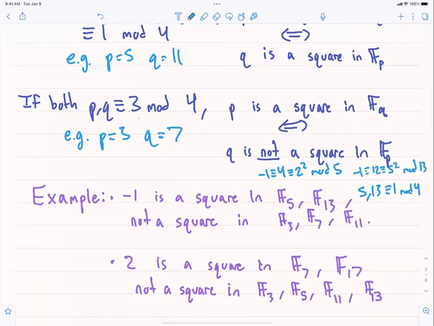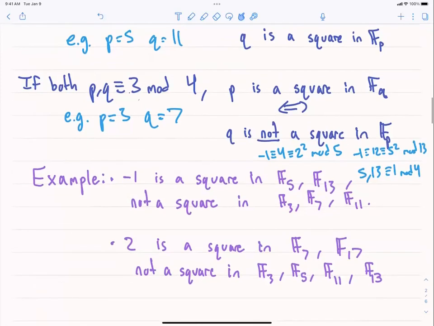And the reason minus 1 was a square in these two cases is because 5 and 13, these two primes we're looking at, are congruent to 1 mod 4. Whereas you can check that minus 1 is not a square in F_3, F_7, or F_11. So it's not a square mod 3, 7, or 11. For example, mod 3, minus 1 is equal to 2, but the only squares mod 3 are 0 and 1. You can look at 7 and 11 yourselves to verify that statement.